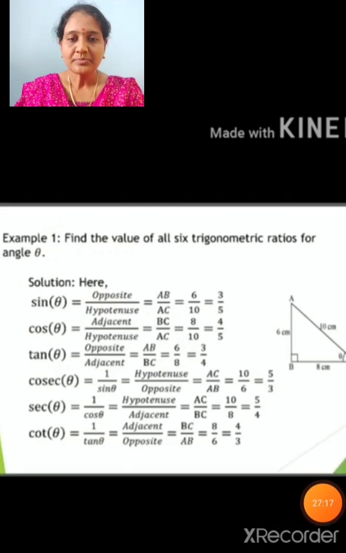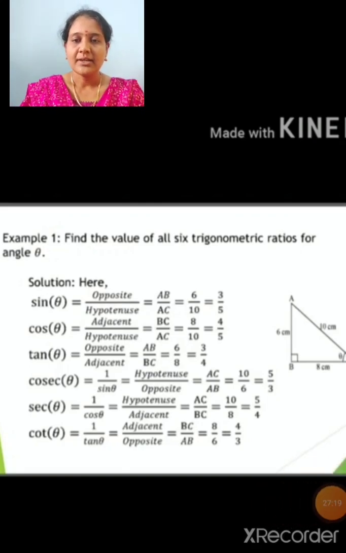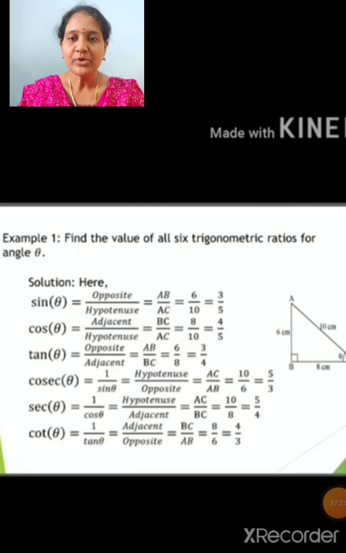Coming to the cos theta. Adjacent side by hypotenuse. What is the adjacent here? Side BC by hypotenuse AC. So that is 8 by 10. Do the cancellation. 2 fours are 8, 2 fives are 10. Answer will be 4 by 5. Tan theta is equal to opposite side by adjacent side. That is AB by BC, equal to 6 by 8, equal to 3 by 4 when you do the cancellation by 2.